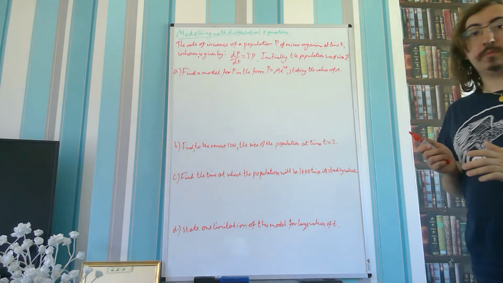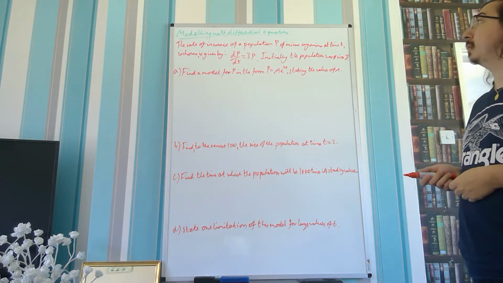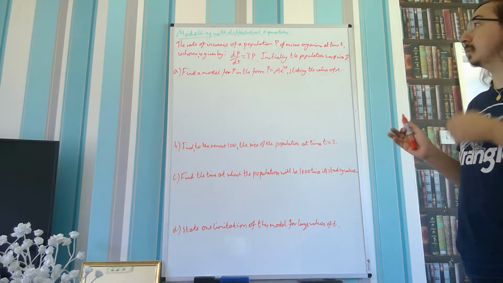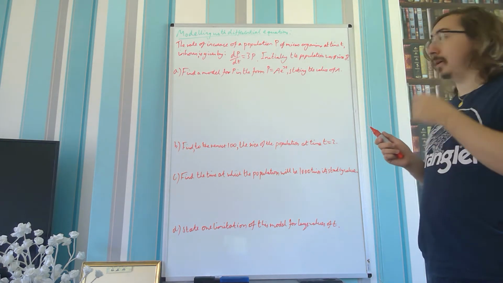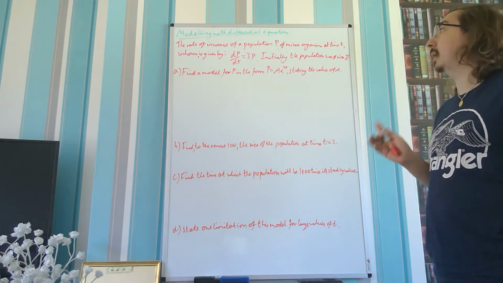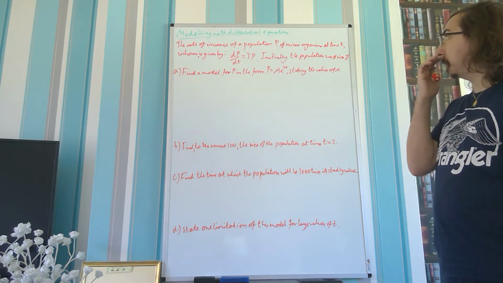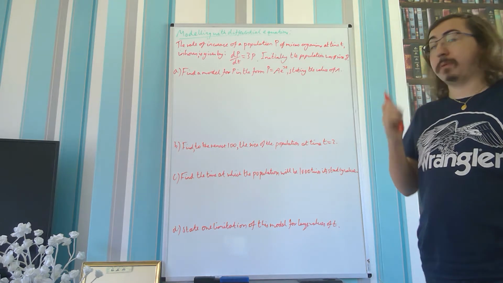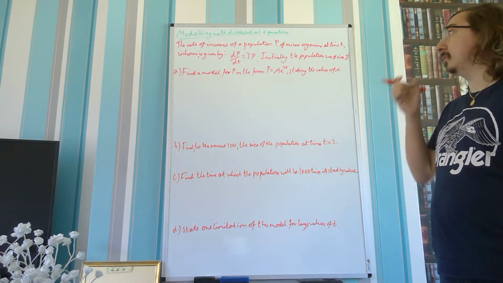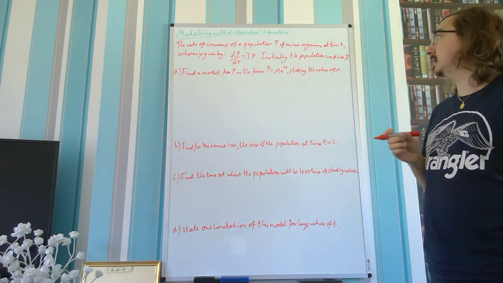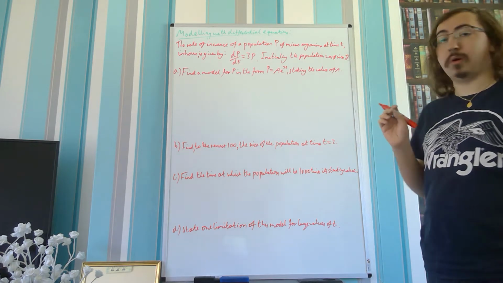For this problem, we're given that the rate of increase of a population P of microorganisms at time t in hours is given by dP/dt = 3P. Initially, the population was of size 8. For part A, we want to find a model for P in the form P = A e^(3t), where we state the value of A.